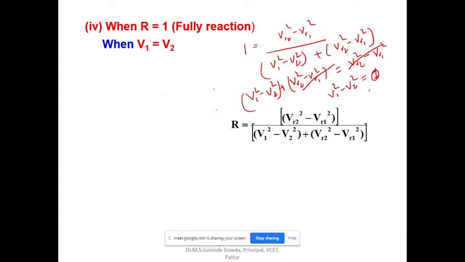What does it become? 0. So V1 square equals V2 square, or V1 equals V2. This is the condition when R equals 1, that is fully reaction. See here, why it is difficult to construct such a reaction turbine is because this is actually a very nice topic. You should understand it very nicely. Why there is actually no such turbine that exists, like 100% reaction.